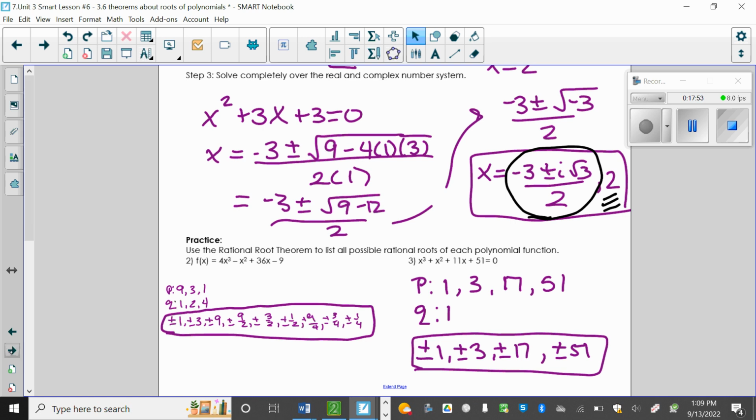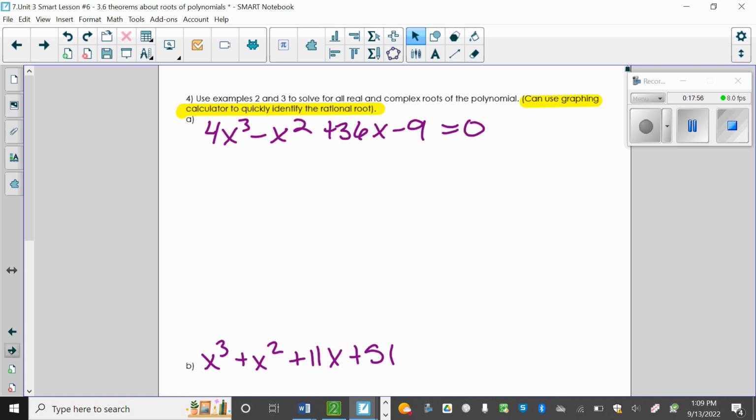So to wrap up today's lesson, let's use examples 2 and 3, the 2 that we just did, where we found all possible rational roots, to solve for all real and complex roots of the polynomial. Now, I'm not going to make you guess and check using synthetic division this time. If you would like to use your graphing calculator, now that we have the possible rational roots, enter this into your y equals and graph and take a look and find the rational roots that way, like we did in the first example today with the graph.